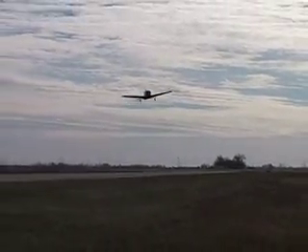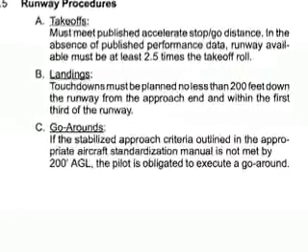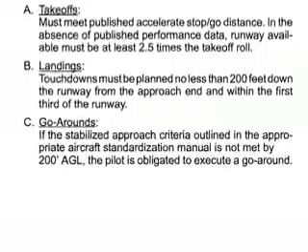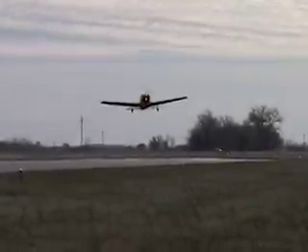At UND Aerospace, several measures have been taken to help mitigate the chance of having an accident occur during the landing phase. The UND policies and procedures state that if the stabilized approach criteria outlined in the appropriate aircraft standardization manual is not met by 200 feet AGL, then the pilot is obligated to execute a go-around. So the question becomes, what exactly is this stabilized approach that requires the pilot to execute a go-around prior to 200 feet AGL? Well, in this lesson, let's break down the stabilized approach criteria one by one.